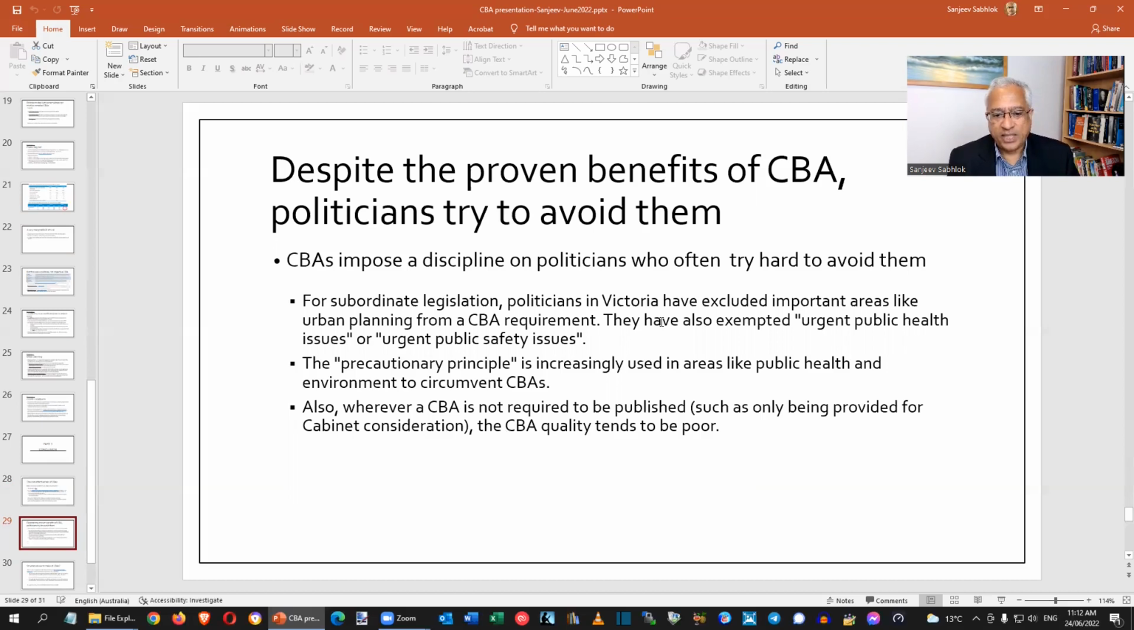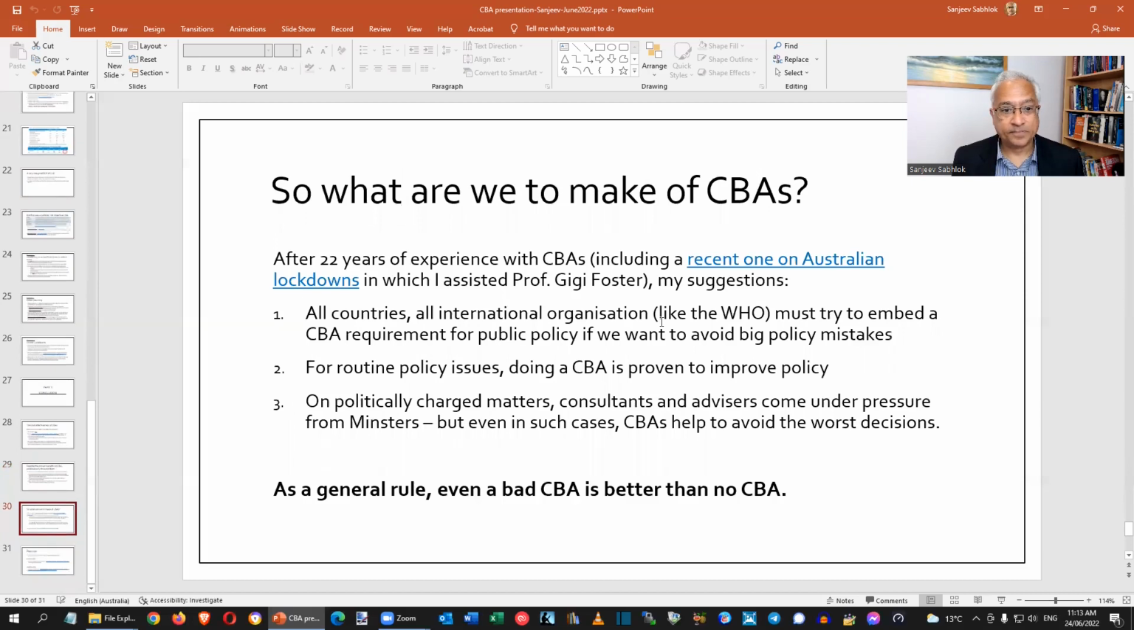And the other one that they have is the LIA. I mentioned the legislative impact statement for cabinet consideration. In most cases, this is not published. This is really a bad thing because the quality of the CBA in the LIA is very poor. We must always publish the LIA as part of the legislative statements. So these are some of the things we need to fix going ahead.